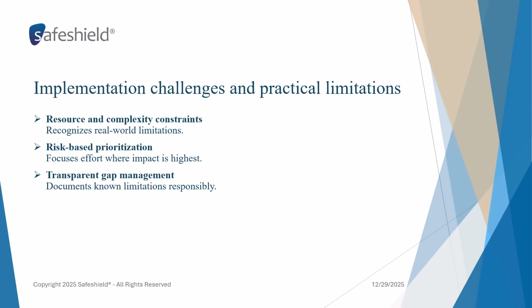Acknowledging limitations is a governance strength rather than a weakness. Documented constraints, risk acceptance decisions, and improvement plans support transparency, accountability, and progressive maturity. A realistic approach enables sustainable implementation and continuous enhancement of AI risk management capabilities over time.